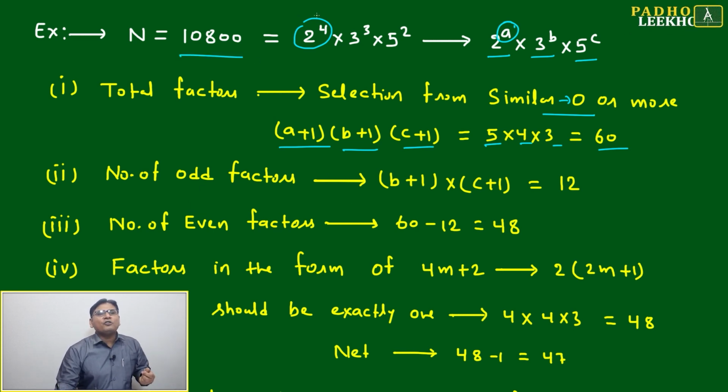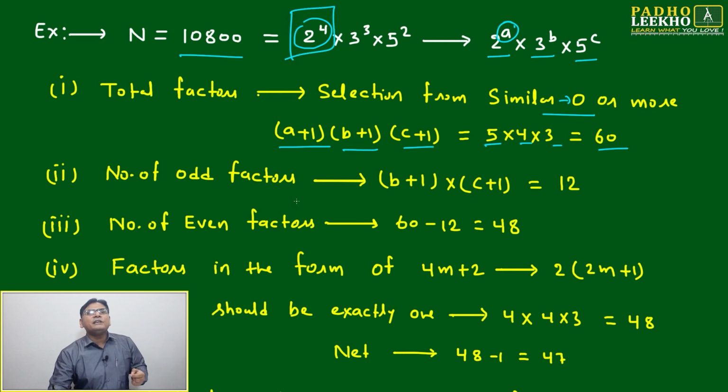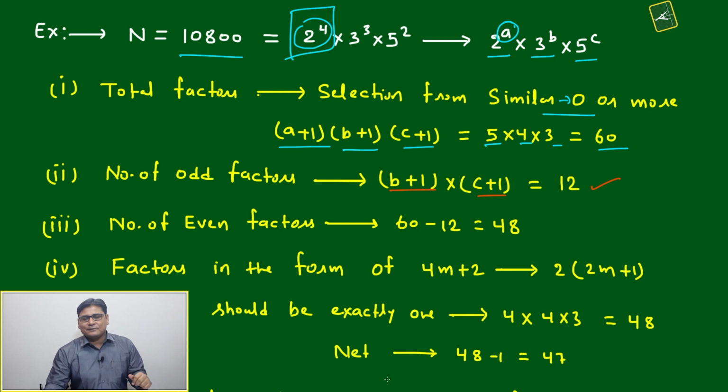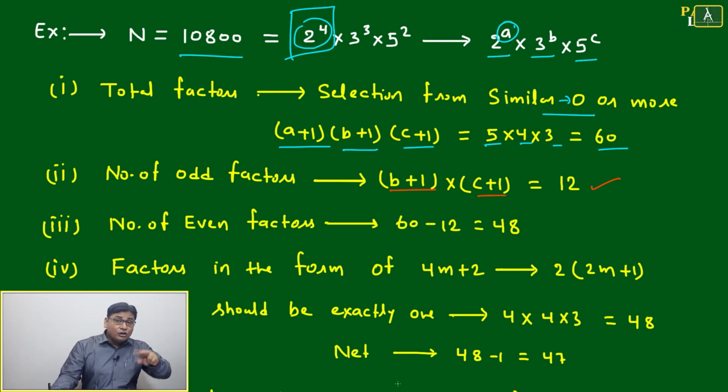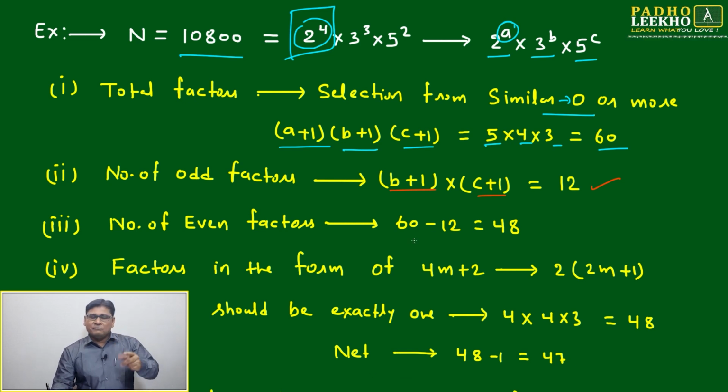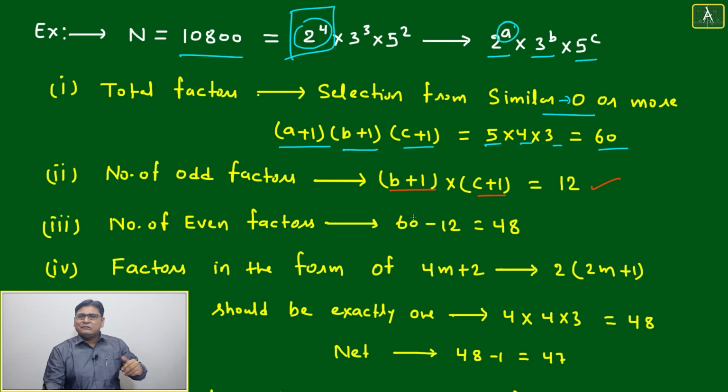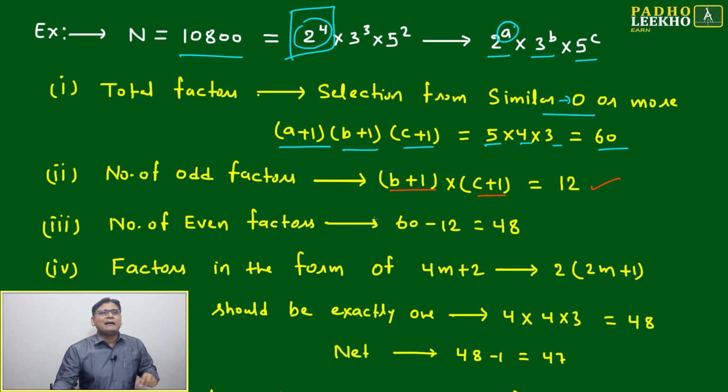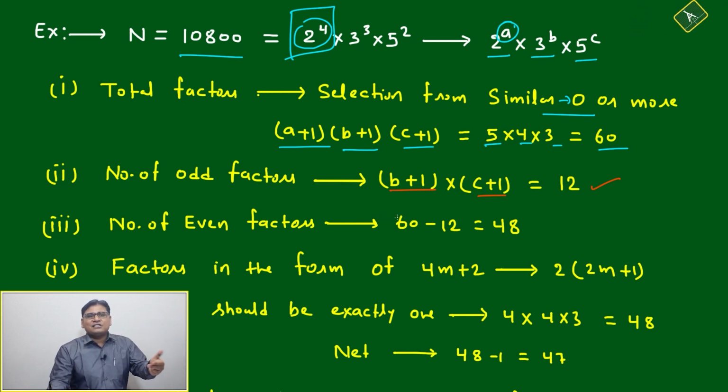Out of that, how many odd factors will be there? To remove the even factors, remove 2 to the power 4, and you get the odd factors. The remaining is b plus 1 into c plus 1, so a total of 12 factors will be odd in nature. Number of odd factors and odd number of factors are both different. I think we have discussed this in very much detail in numbers, no need to come again and again.